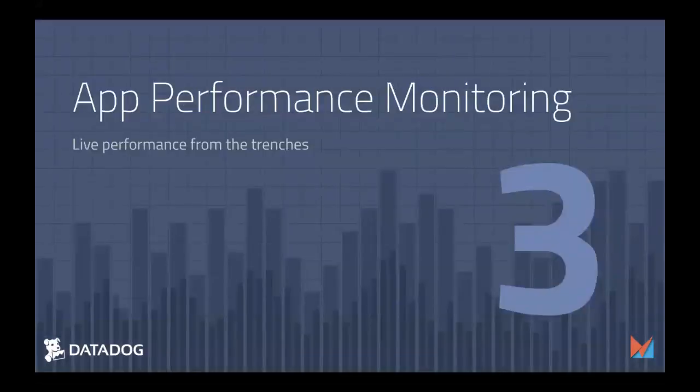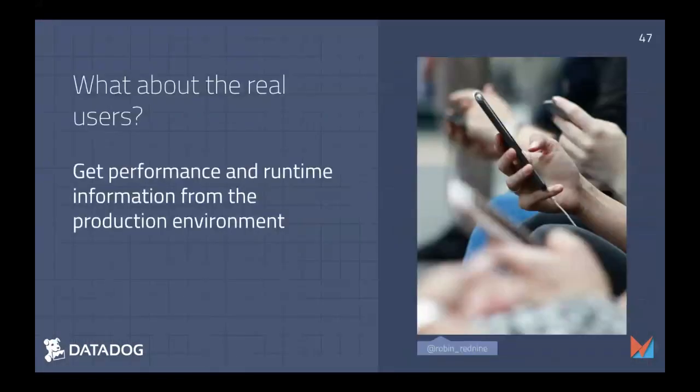The last tool I want to talk about is app performance monitoring. The first two tools I mentioned are tools for developers. You control them, you know when you run them, and it's running on your debug development application. But the idea here is what's happening to the real users. The idea behind app performance monitoring is that you're going to get performance and runtime information from the production environment, meaning you're going to get the performance for your users as they live it.